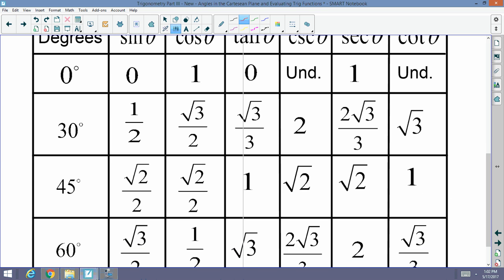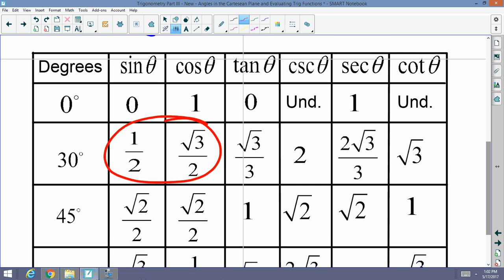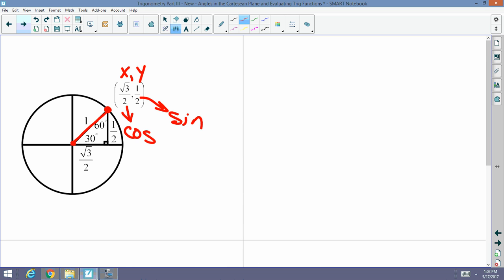Am I not true? Do you see that? That came from this unit circle.